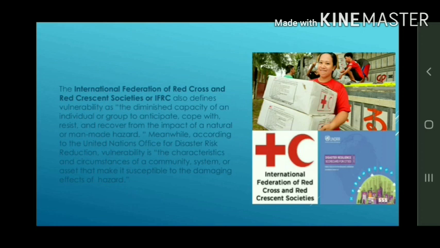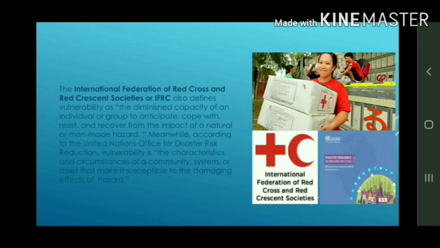Next, the International Federation of Red Cross and Red Crescent Societies, or IFRC. Yung nakita yung image dyan ng cross at yung crescent, no? Ng buwan. Yan yung tinatawag nating International Federation of Red Cross and Red Crescent Societies. It also defines vulnerability as diminished capacity of an individual or group to anticipate, cope with, resist, and recover from impact of a natural or man-made hazard.